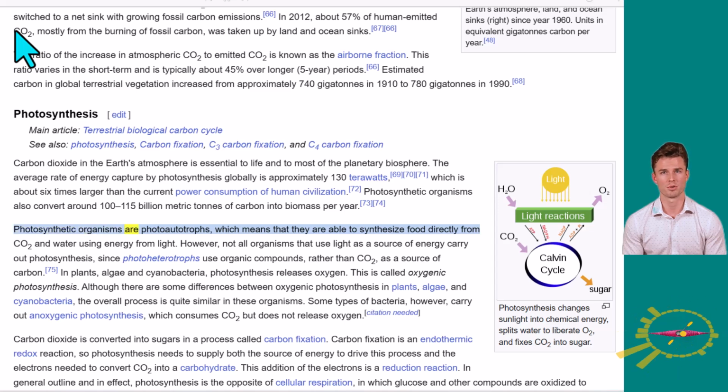Photosynthetic organisms are photoautotrophs, which means that they are able to synthesize food directly from CO2 and water using energy from light. However, not all organisms that use light as a source of energy carry out photosynthesis, since photoheterotrophs use organic compounds, rather than CO2, as a source of carbon.